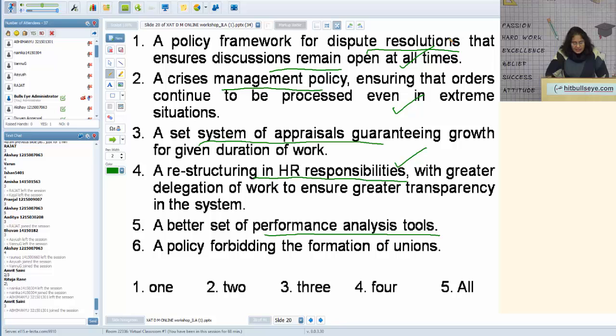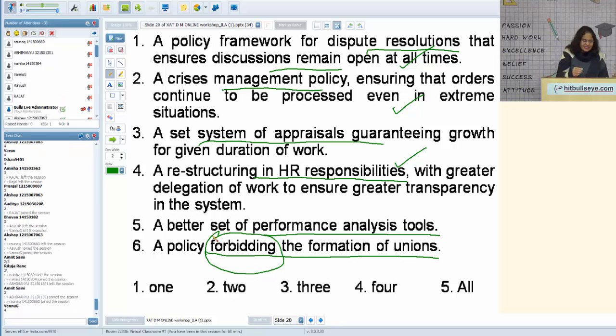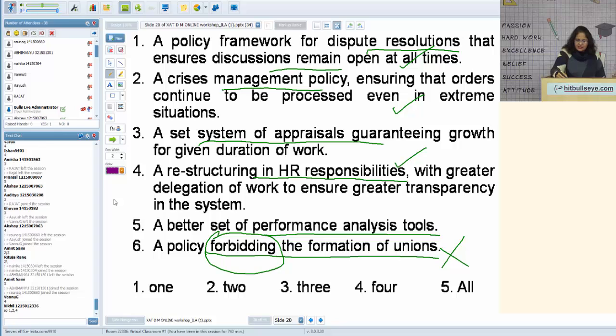But a set system of appraisals or performance analysis tools, not necessarily, and a policy forbidding the formation of unions. If any such thing is forbidden, a very heavy word, the moment it's forbidden, it is going to raise too many questions. It is really going to lead to crisis. The moment you forbid people from doing something, they are bound to do it. So this is going to create lots of chaos and confusion. So we rule this out completely, and an organization cannot forbid. Again, that would be a little unethical on the part of the organization. Okay, so we have got three options which are our good options, and three important things that need to be done.